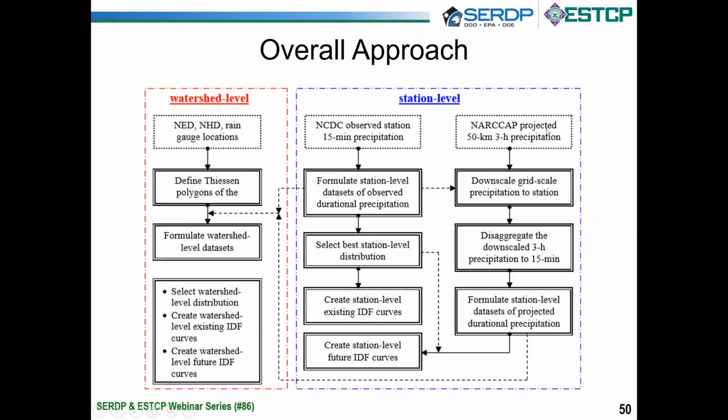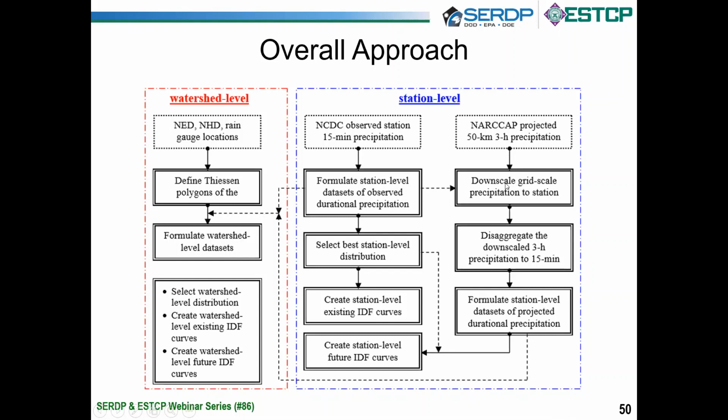The right side is for the future. So we use projected precipitation data. Usually that's a very good product from the North American Regional Climate Change Assessment Program. So they have a very good product there, and we use this product. It has a spatial resolution of 50 kilometers and a temporal scale of 3 hours. But we need to downscale.